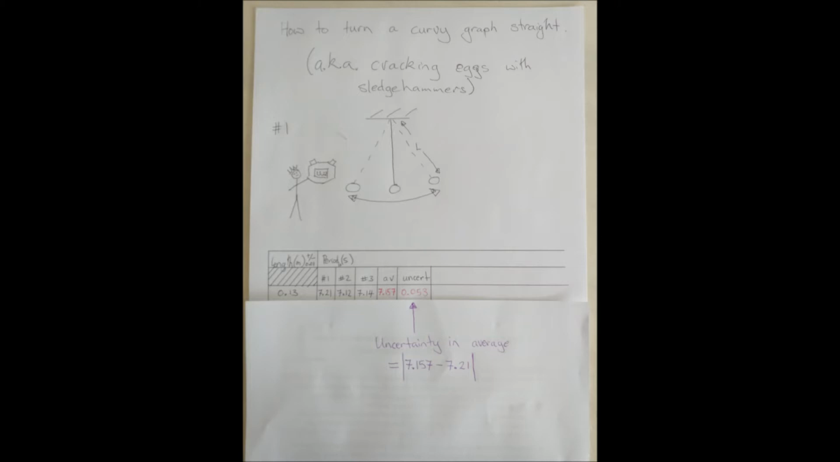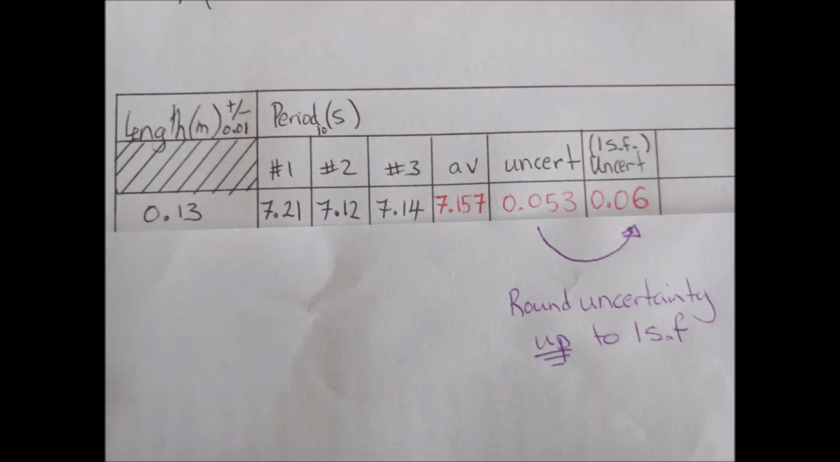And to do that, we're going to calculate the difference between the average value and the value that's most different from it. Then what we've got to do is round that uncertainty up to one significant figure. We can't justify having an uncertainty of more than one significant figure, and to make sure we account for the worst possible scenario, we always round the uncertainty up.